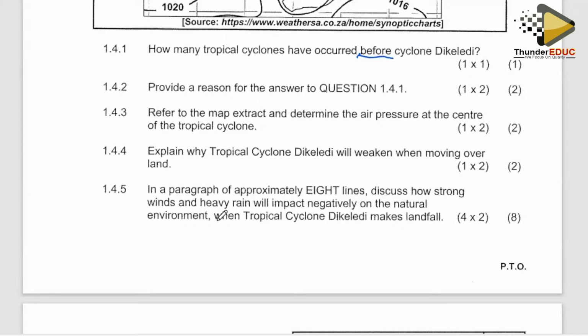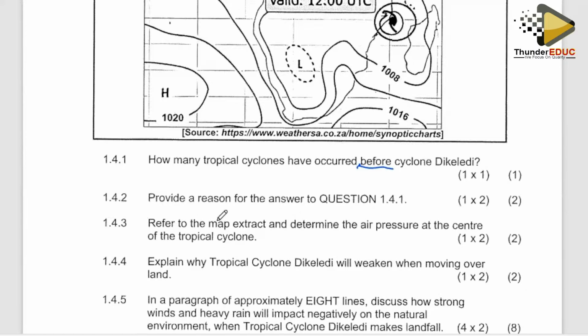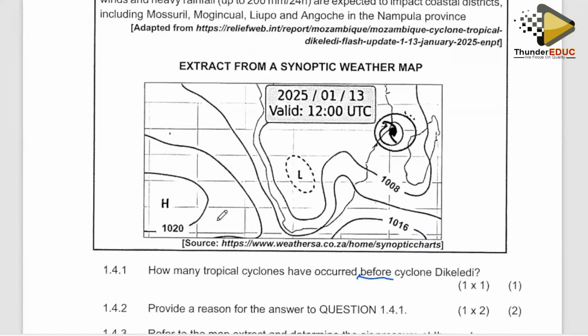Refer to the map extracts and determine the air pressure at the center of the tropical cyclone. We want to refer to the map extract. We want to analyze how to read our pressure readings on the synoptic map. If we check, we have a high pressure here, which is 1020. Let's ignore this and move on to our side of interest here. We have 1016.